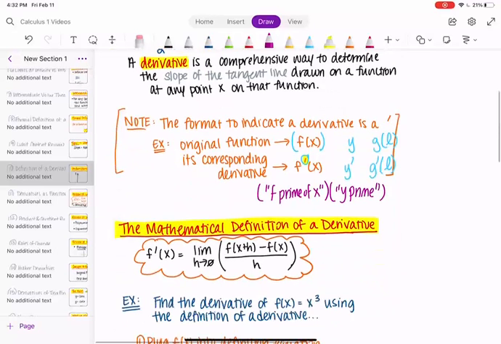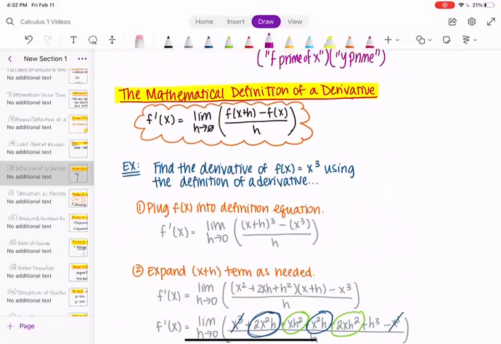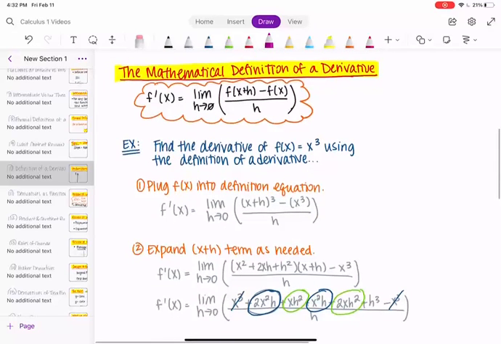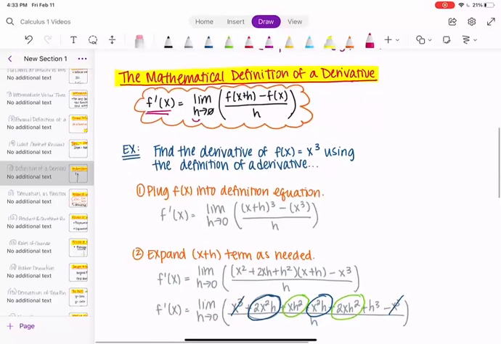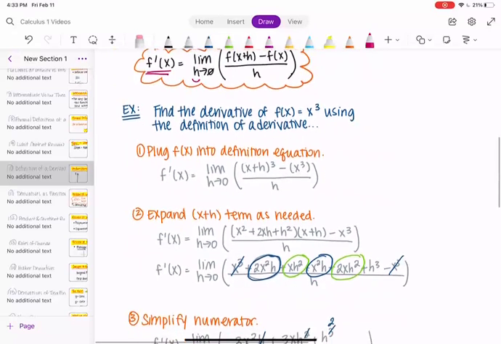So now that we've got the formatting out of the way, we can look at the connection between limits and derivatives, and that is essentially what we're going to call the mathematical definition of a derivative. And that's saying that I can approximate the derivative function by taking the limit as this h value goes to 0 of f of x plus h minus f of x over h. So that's just a function that we can use to plug and chug. And we'll go through an example real quick.